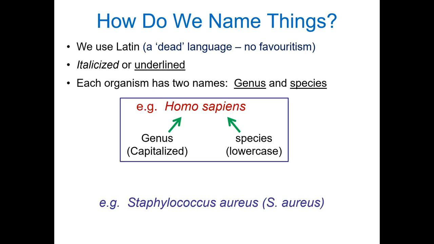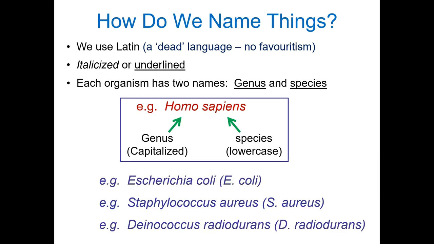Another example might be Staphylococcus aureus. And pay attention to the names because they usually do tell you a little bit about the organism. Staphylococcus tells us about the shape of the cell and also its growth form. And we'll come back to that. Aureus means gold in Latin. And this is a bacterium that grows on a plate in colonies that are gold in color. And actually, you'll probably see those next week in the lab.